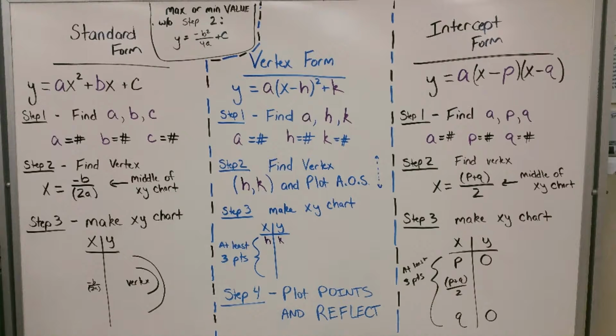Numbers starting at number 4 through 10 are going to use Vertex Form. 14 through 20 is going to use Intercept Form. Actually, 22 we use Intercept Form as well. And 12 we use Intercept Form, or Vertex Form.